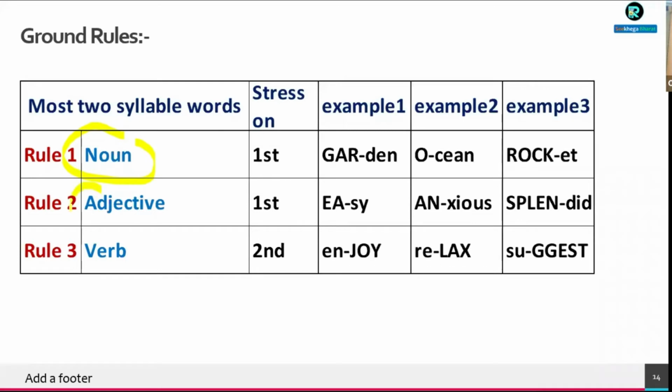Now, if it is an adjective, then again the first syllable gets the stress. For example, what is this? Easy. Okay, can we say easy?